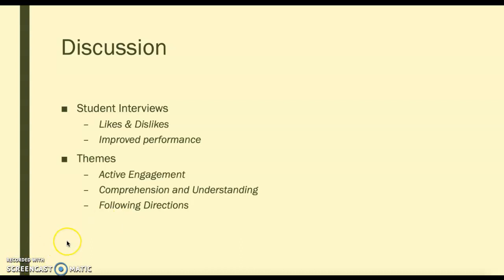Something I found from interviewing the students is a lot of them liked the graphic organizers, and a majority of them thought it made it easier to learn. A theme I found was the students were actively engaged and enjoyed working with these graphic organizers, which increased their comprehension levels. The students also followed directions which allowed them to complete the graphic organizers correctly. So by being actively engaged and following directions, the students were able to have a better understanding and comprehension of the Revolutionary War.